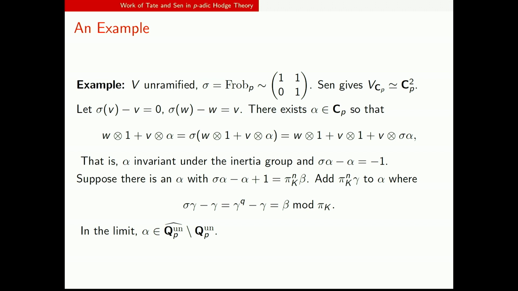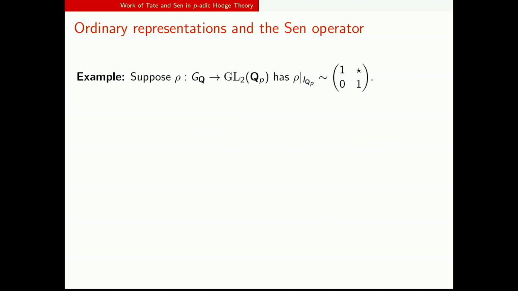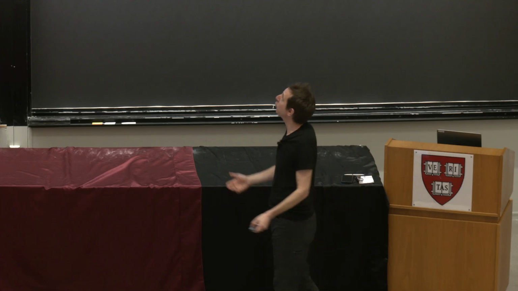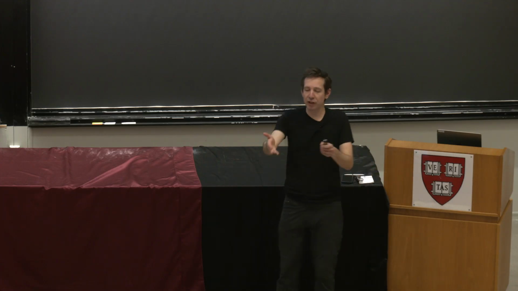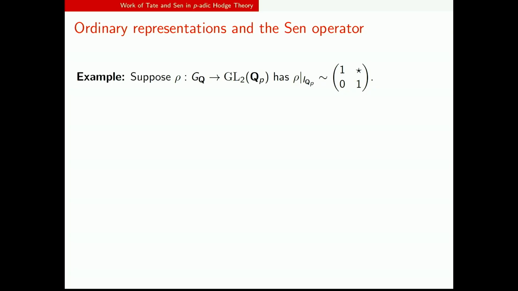Okay, so let me give a few more examples of the theorem, not of any arguments. This will be relevant for what comes later. All right, so let's suppose you have a global representation which locally looks like this on inertia. Well, the Sen operator will be 0 if and only if it has finite image on inertia. Well, that means only if the star is 0, only if it's unramified. So the Sen operator in this type of example can really tell something quite interesting.